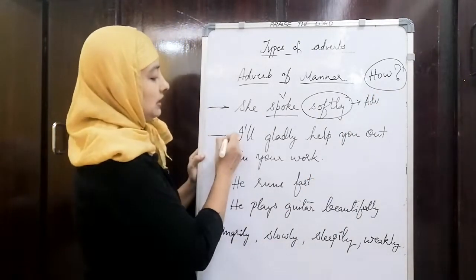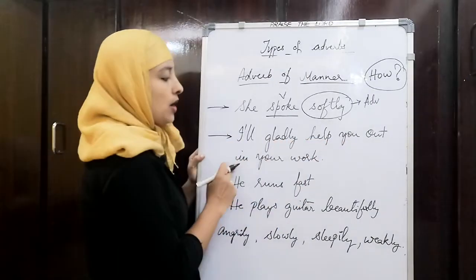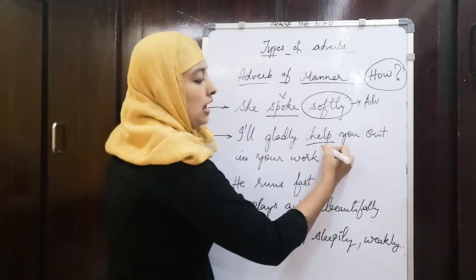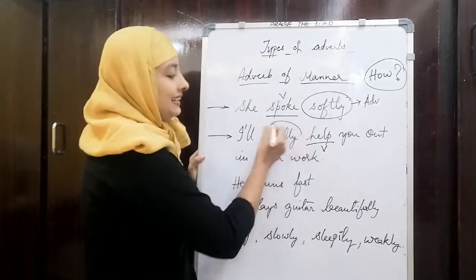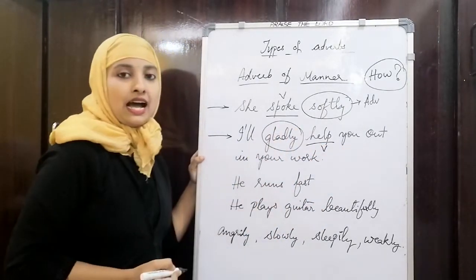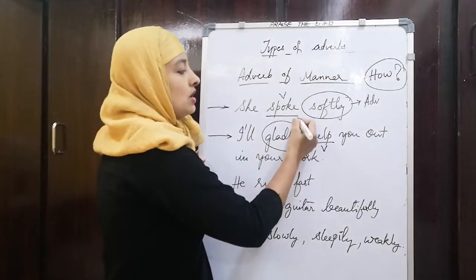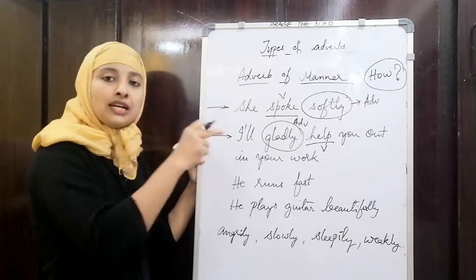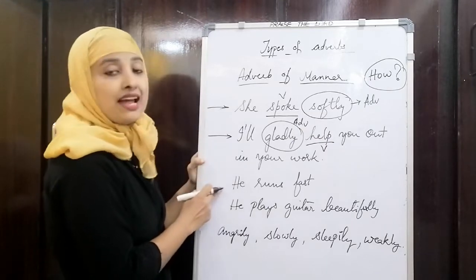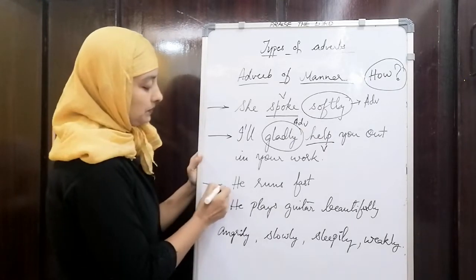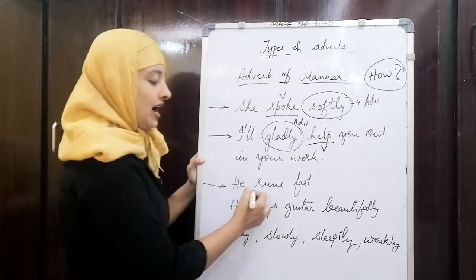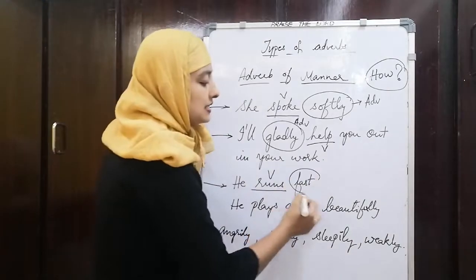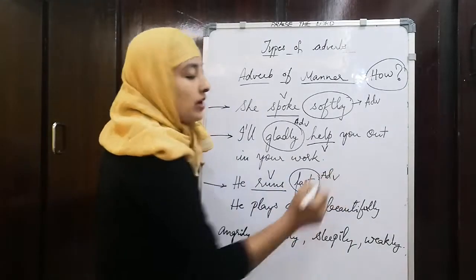Now, I'll gladly help you out in your work. So, help. How will you help? Gladly. How will I help? Gladly. So, this is adverb of manner. You need to ask a question to the identified verb. Next, he runs fast. He runs fast. This is the verb. How does he run? Fast. This is the adverb of manner.